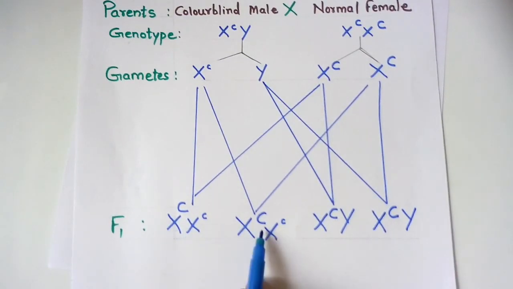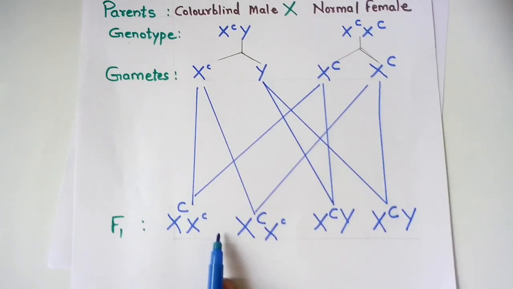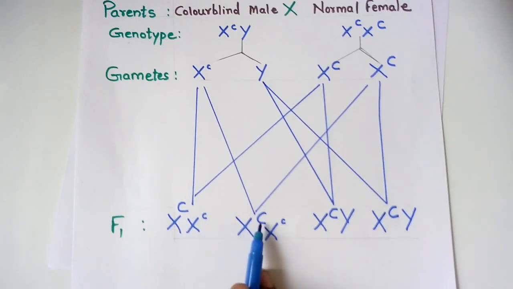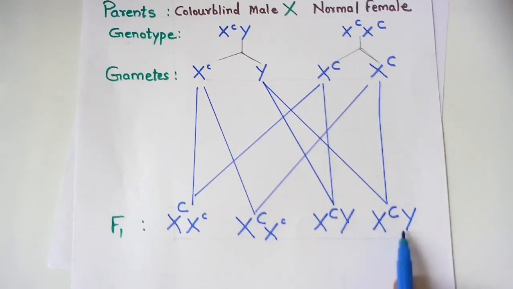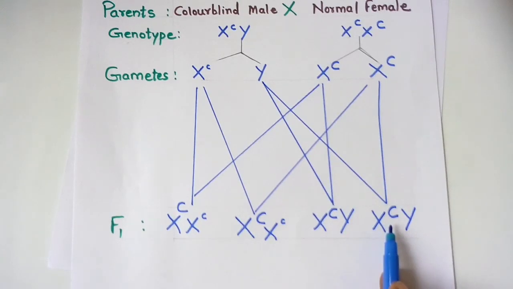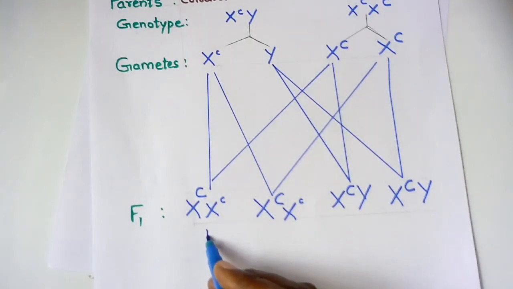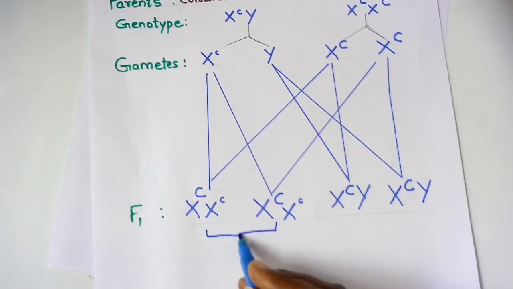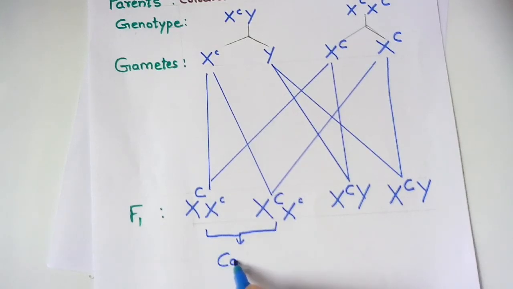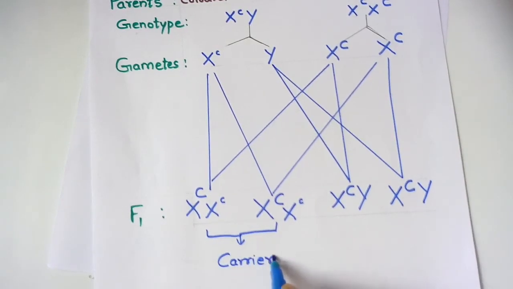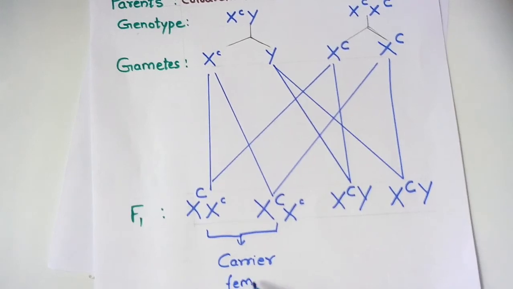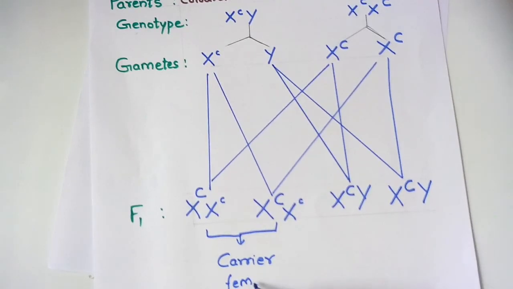In this case, both the offsprings are heterozygous. That means one is dominant, one is recessive. In this case also one is dominant, one is recessive. In both the offsprings, X is carrying dominant genes. Hence, the offsprings that will be produced will be carrier females, or carrier daughters, we can see.